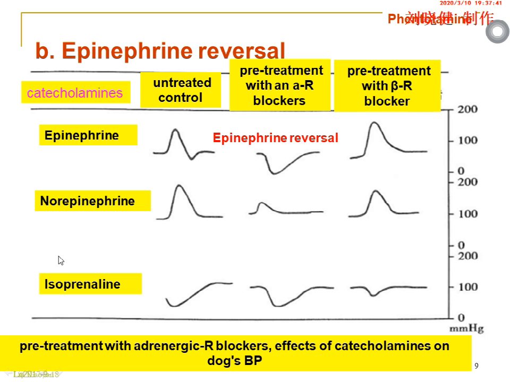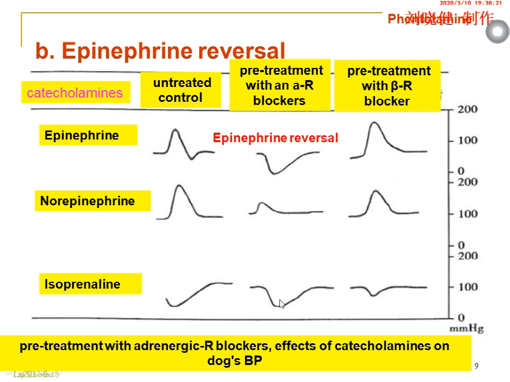These are catecholamines, which you studied last time. Epinephrine, norepinephrine, and isoproterenol. These curves caused by them were from just one intravenous injection of these catecholamines on the dog. Blood pressure changes like this. It means with a dose of these catecholamines, the blood pressure changes like these curves.